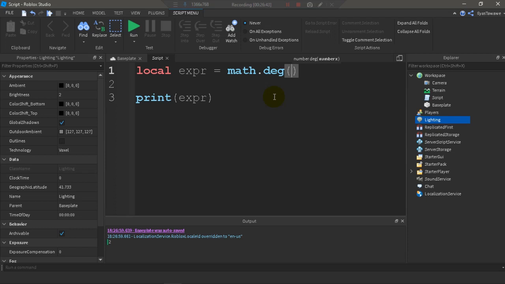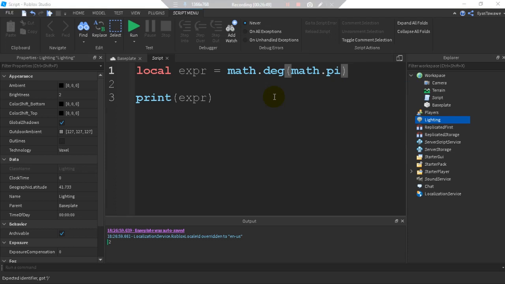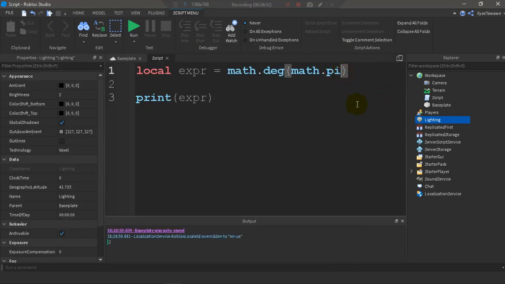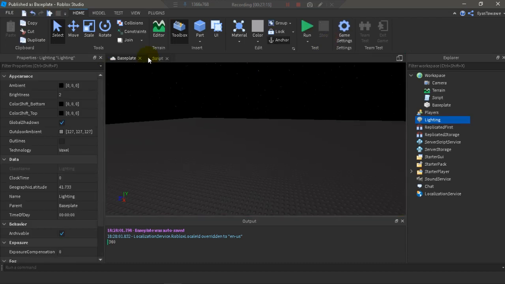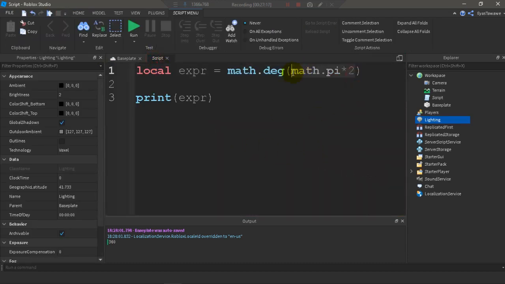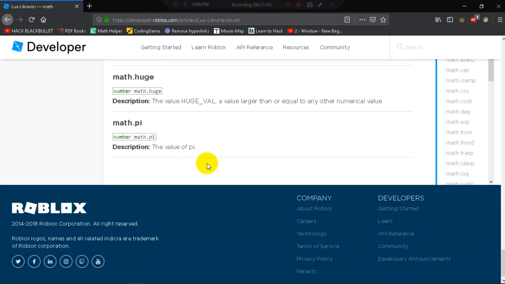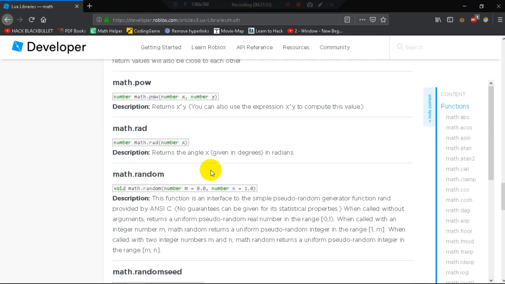So yeah, let's give it math.pi, sorry, math.pi divided by 2. So we give it 2 pi's, and we just tell it to give us 2 pi's in degrees. So it should give us 360, because 2 pi is equal to 360 degrees. Cool. So anyway, let's go back.